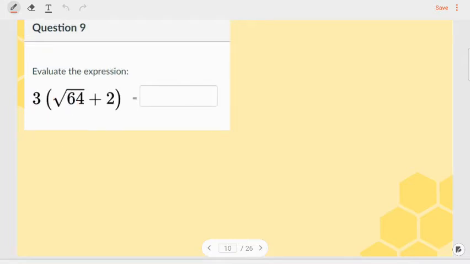Evaluating this expression. So PEMDAS, exponents and radicals happen at the same time. So I'm going to work inside my parentheses first. Inside the parentheses, there's addition and a radical. So I'm going to simplify my radical. 3 times the square root of 64 is 8. I bring everything else down. Still working inside my parentheses. So 3 times 10. And finally, 3 times 10 is 30.